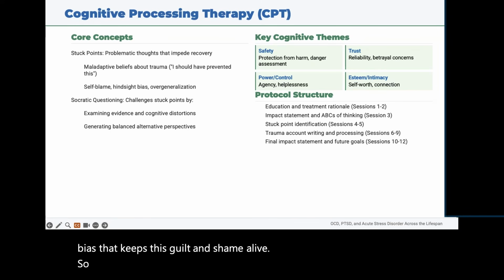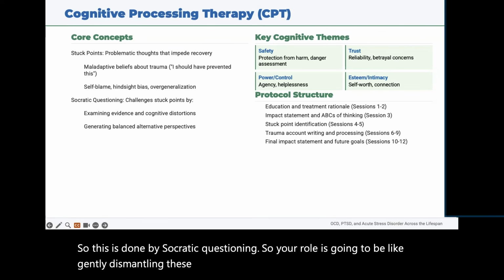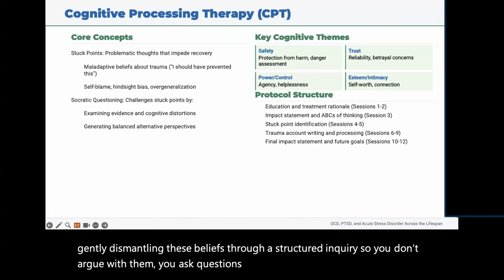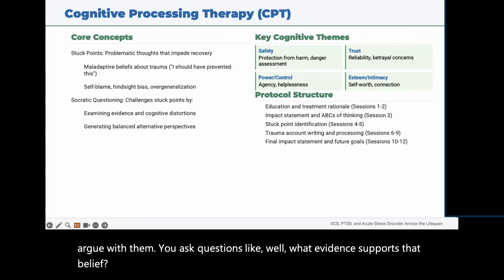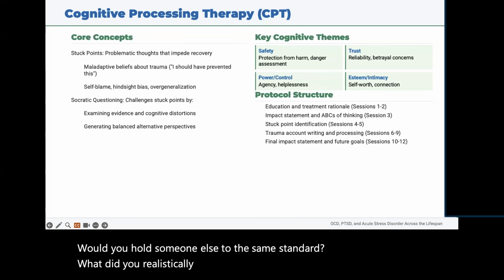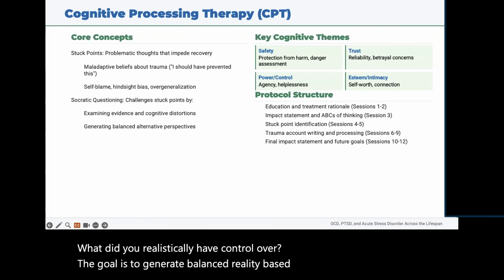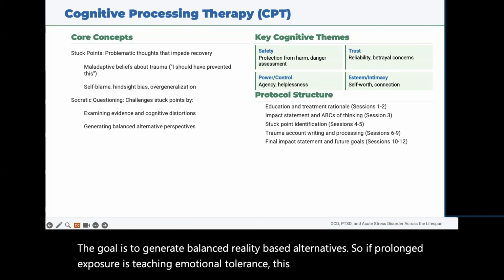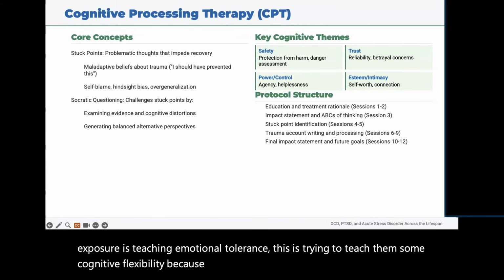This is done by Socratic questioning. Your role is gently dismantling these beliefs through a structured inquiry. You don't argue with them, you ask questions like, what evidence supports that belief? Would you hold someone else to the same standard? What did you realistically have control over? The goal is to generate balanced, reality-based alternatives. If prolonged exposure is teaching emotional tolerance, this is trying to teach them some cognitive flexibility. Because remember, I told you the rigidity is the big hurdle to overcome.